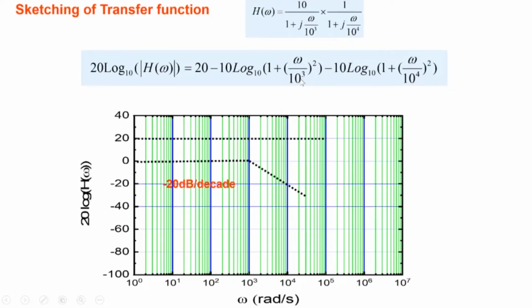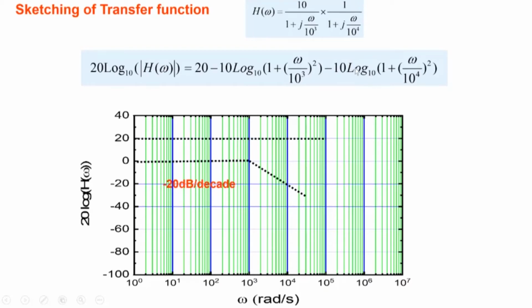We are calling it, let's say, a 3 dB kind of a term here. Of course, it's not the 3 dB frequency of the entire transfer function. What we are saying is 10 power 3 is the break point, or corner point, for this particular term here. And then after that, it changes at 20 dB per decade here. So that's this particular term.